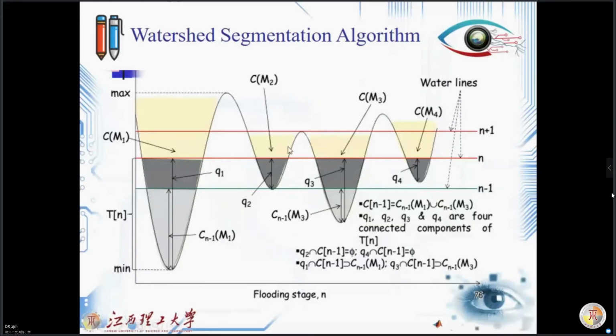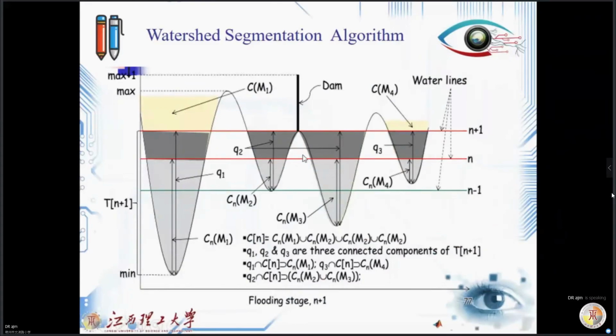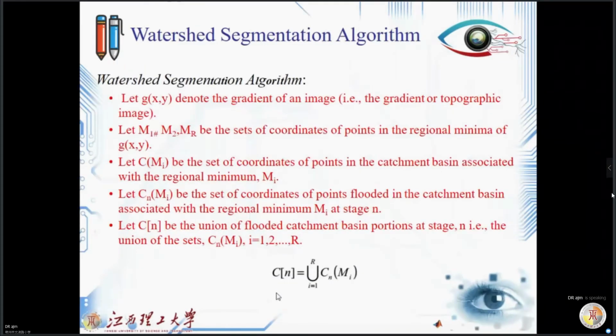Then if we go ahead to show Q1, Q2, Q3 as the three connected components, we can show them like this. And then CN, as the watershed segmentation result for us, can be the union of CNM1, CNM2, CNM3, and so on, as a union between them. We can see the flooding stage from N minus 1 to N. Then once more, let us look at the algorithm.